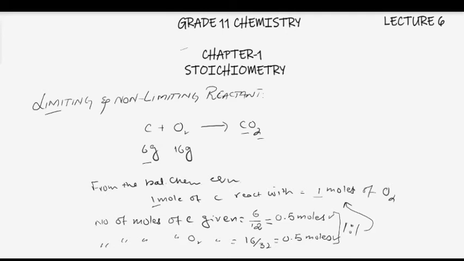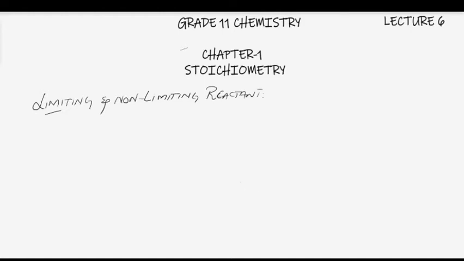And so in this scenario, there is no limiting or non-limiting reactant, because none of these reactants is left behind or none of them is consumed first. The next question is, why would we bother finding out a limiting or a non-limiting reactant? Or what is the role of limiting or non-limiting reactant in a chemical reaction or in stoichiometry?